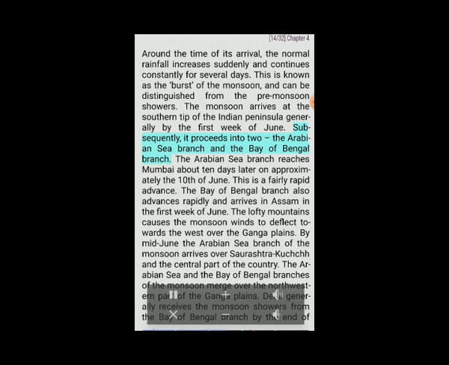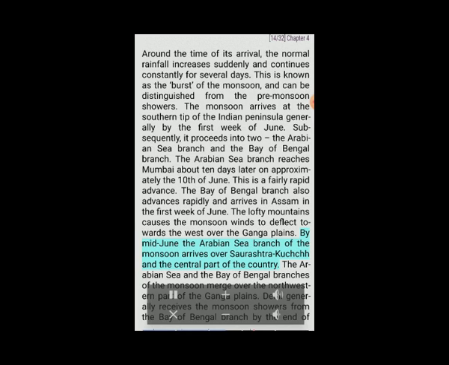Subsequently, it proceeds into two branches, the Arabian Sea branch and the Bay of Bengal branch. The Arabian Sea branch reaches Mumbai about 10 days later, on approximately the 10th of June. This is a fairly rapid advance. The Bay of Bengal branch also advances rapidly and arrives in Assam in the first week of June. The lofty mountains cause the monsoon winds to deflect towards the west over the Ganga plains.